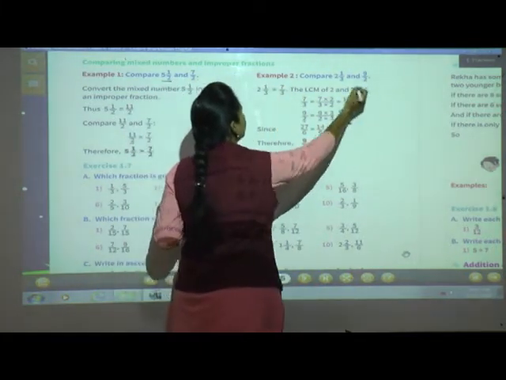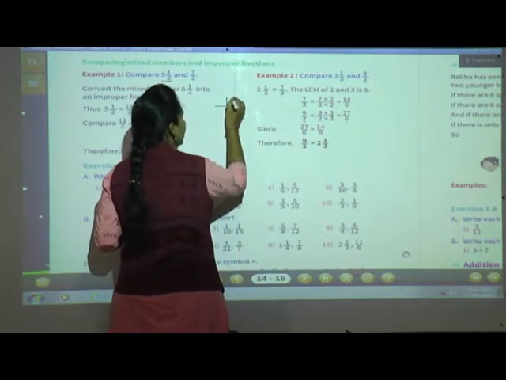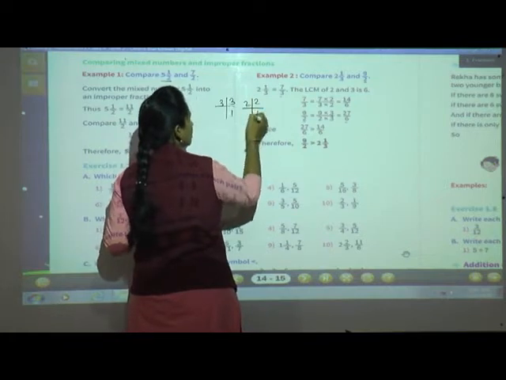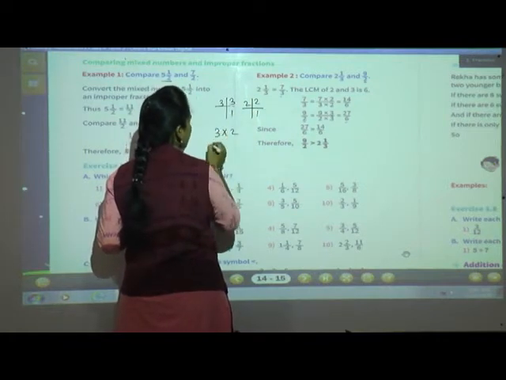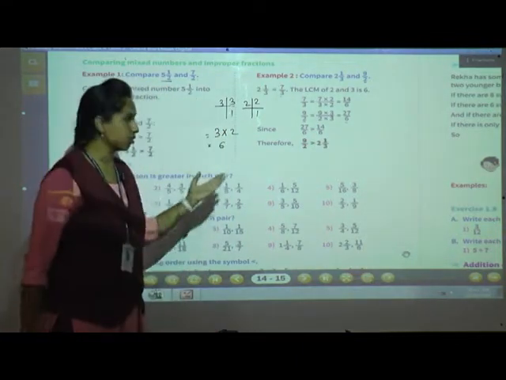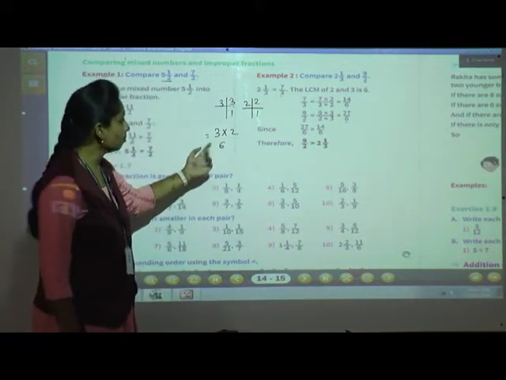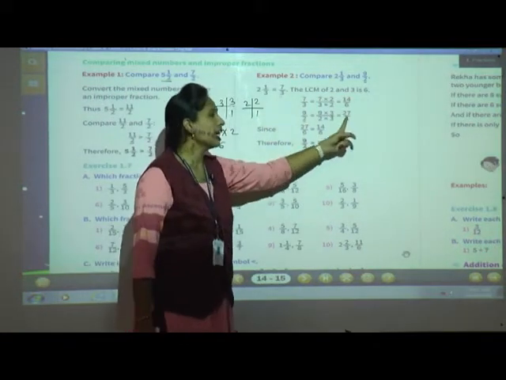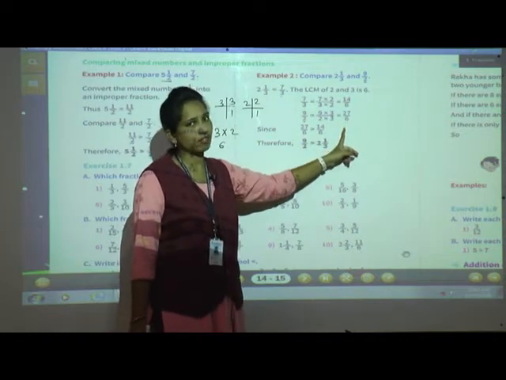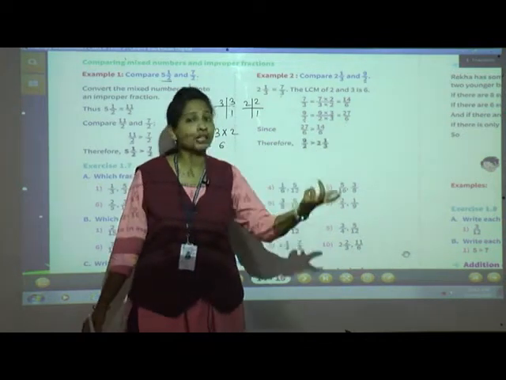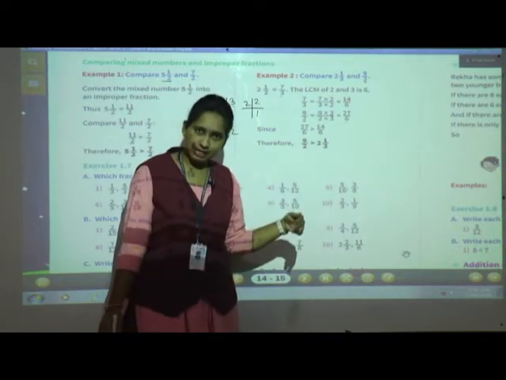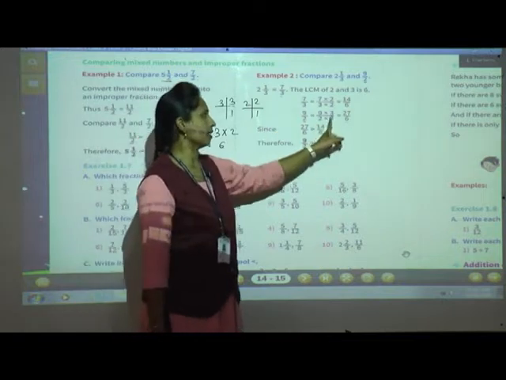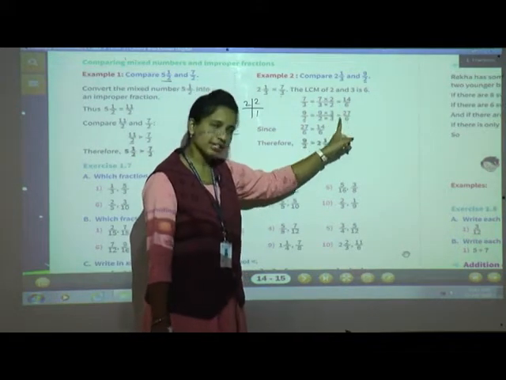And see the denominators, 3 and 2. We have to find out the LCM of 3 and 2 in this way. 2 1s are 2, 3 2s are 6. Are you getting? Once we find out the LCM, the LCM should come in the place of denominator. So write the LCM in the place of denominator and see which number we have to multiply. Whatever number we take in the place of denominator, the same number we have to take in the place of numerator and multiply. So we got 14 upon 6, 27 upon 6.